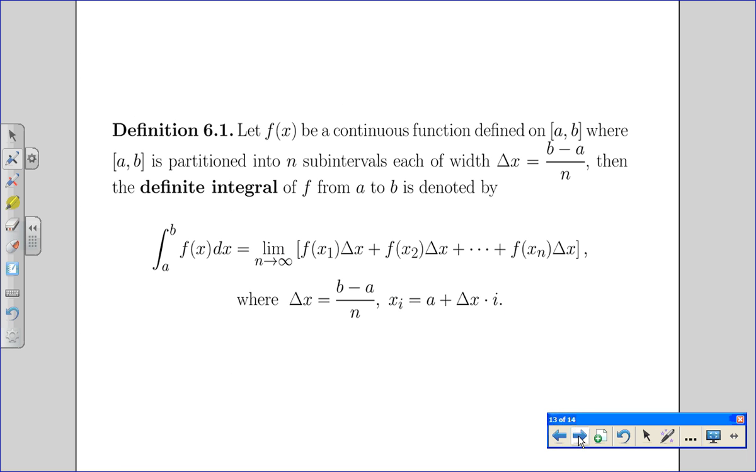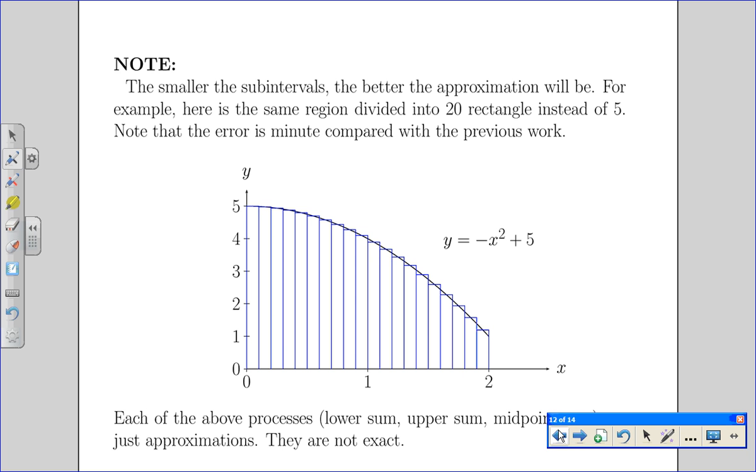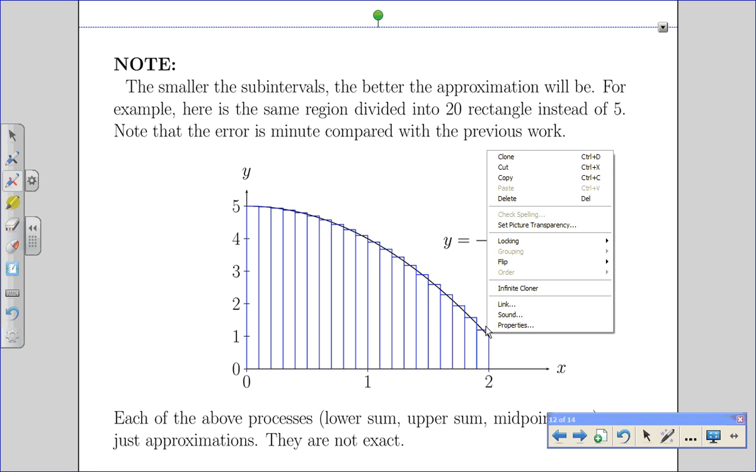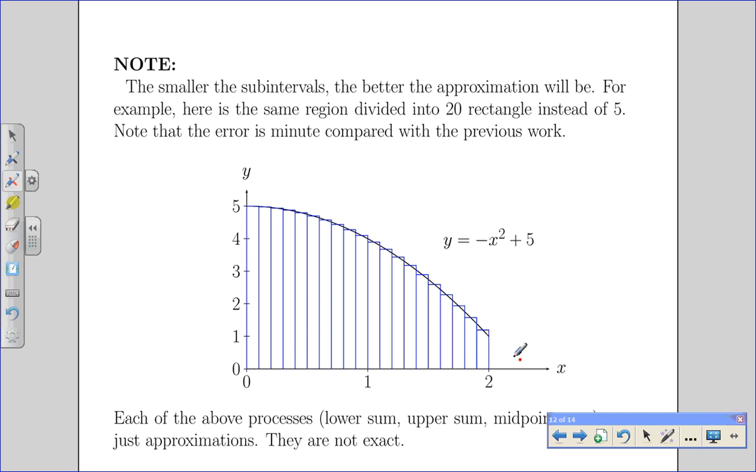Here, for example, we're taking 20 rectangles. And you can see there that my errors are actually very, very small. And even down here at the end, I don't get much error. I get some pretty small errors. And they do have a tendency to cancel themselves out much nicer when you have 20 rectangles instead of 5.